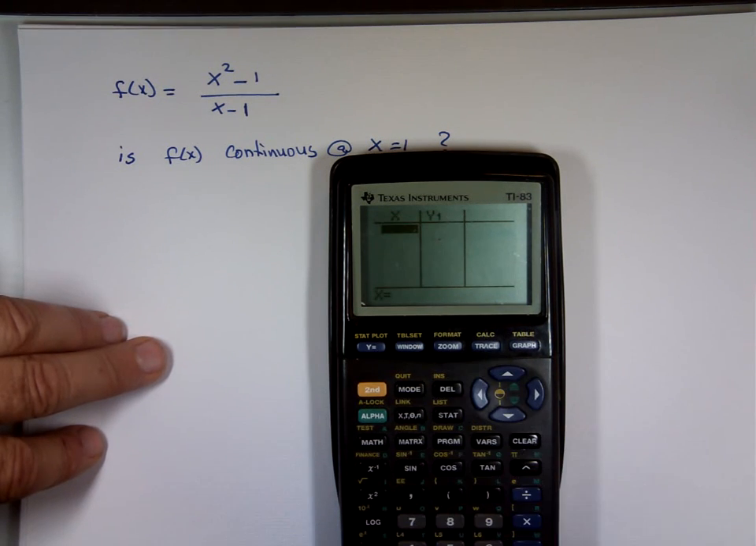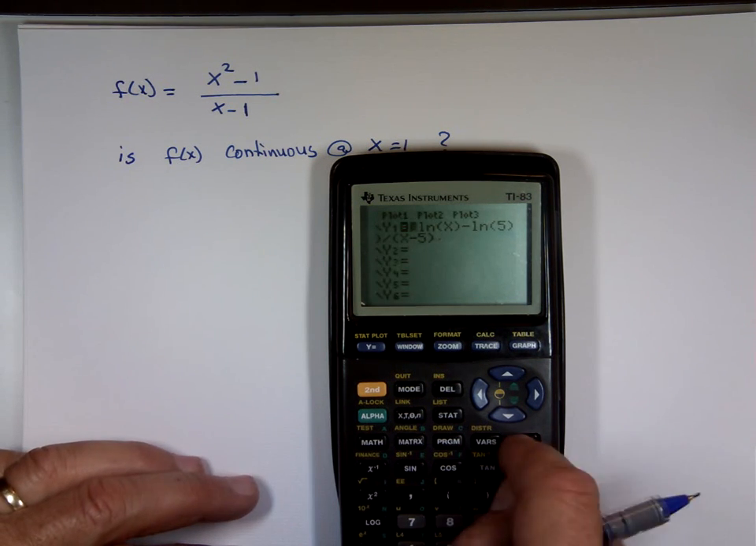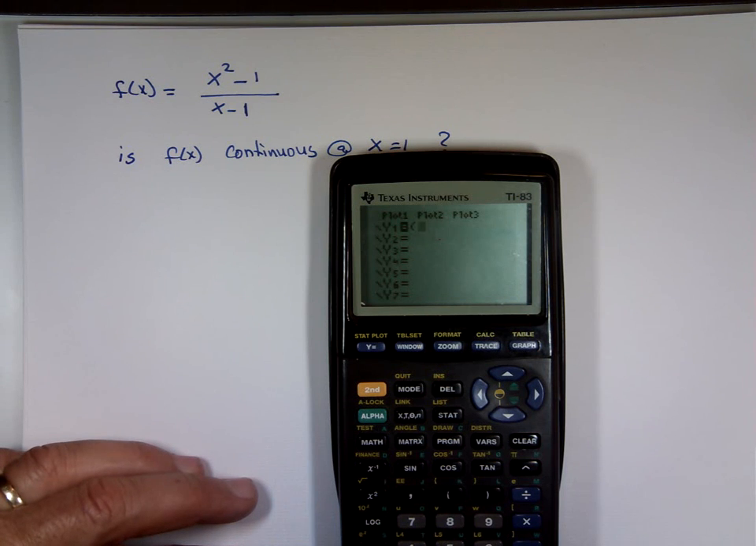I don't know how to clear the whole thing. Be ready for next time if I ever need it. Here's my function. I'm going to graph, clear that. If I type in that function, it's going to show me it's continuous, and that would be the wrong answer.